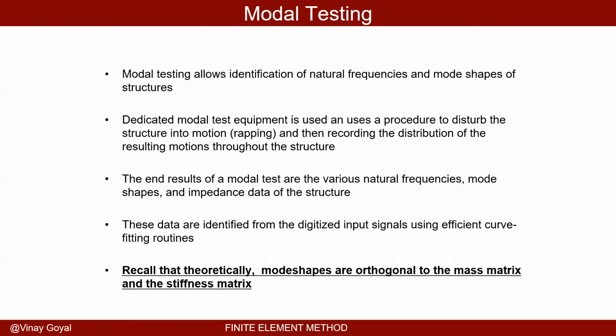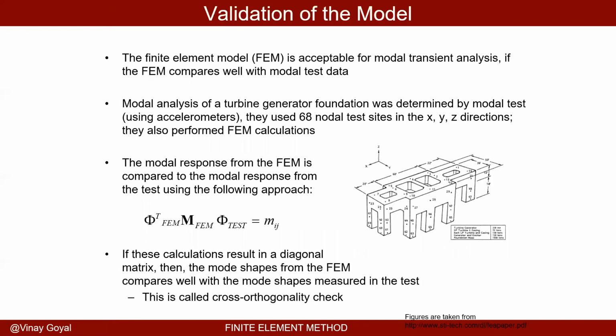Recall that theoretically, mode shapes are orthogonal to the mass matrix and the stiffness matrix. Remember that. So we're going to use that fact to really compare finite elements to testing. Let me show you how. So the finite element model is acceptable for modal transient analysis if the finite element model compares well to modal test data. If it doesn't, then your finite element model needs to be fixed. If it's not matching test data, there's a problem with the finite element model, and you're going to probably produce results that are nonsense.